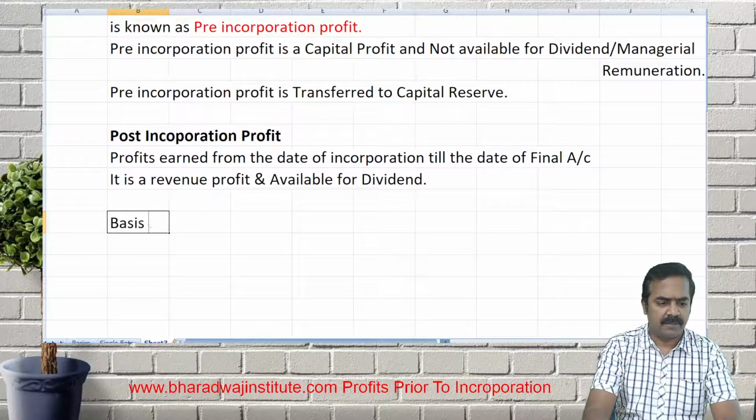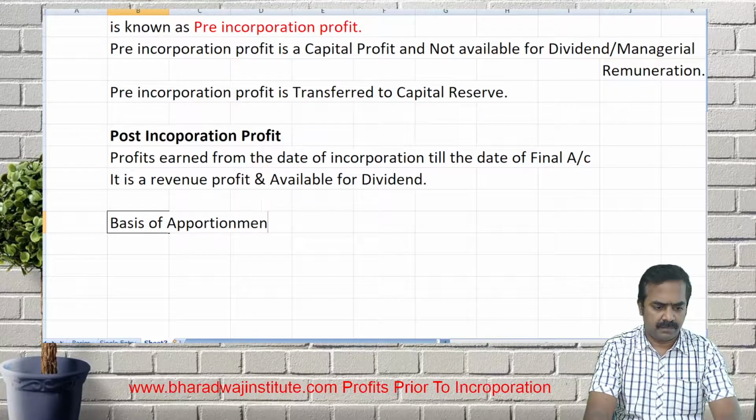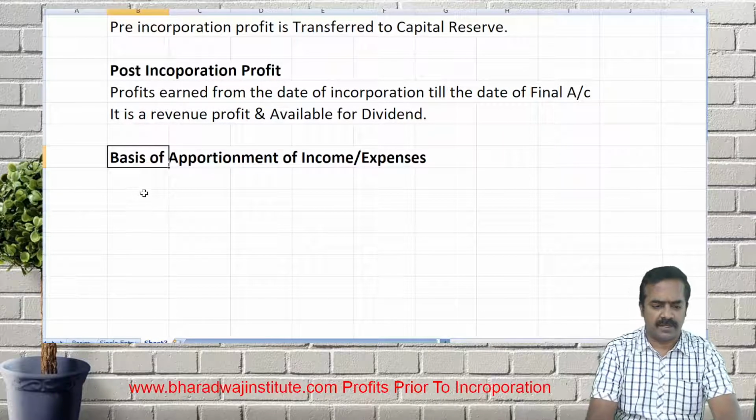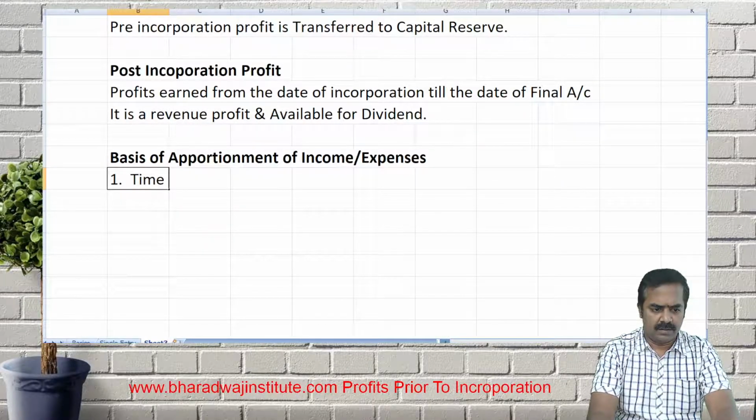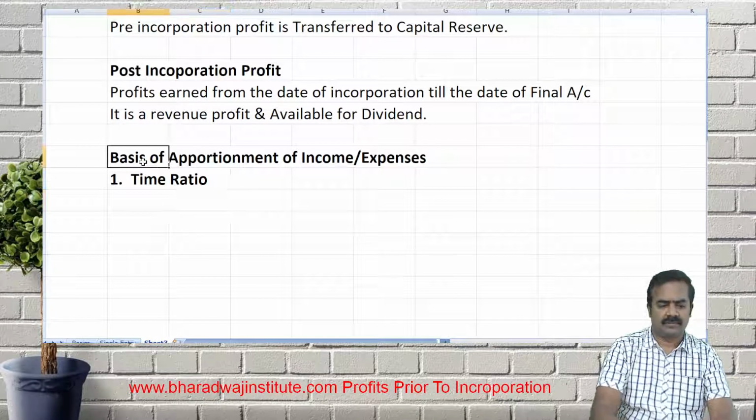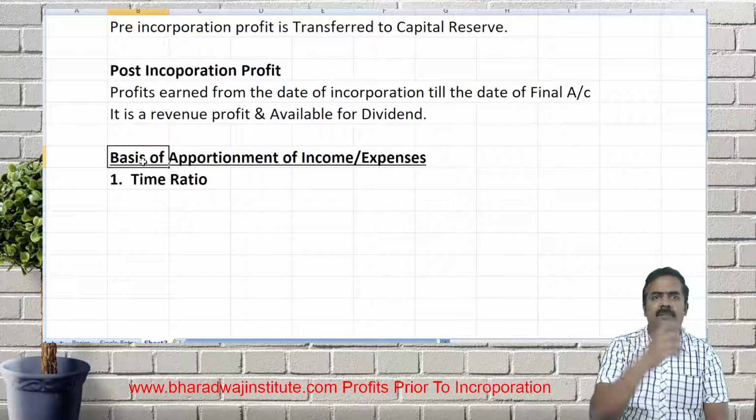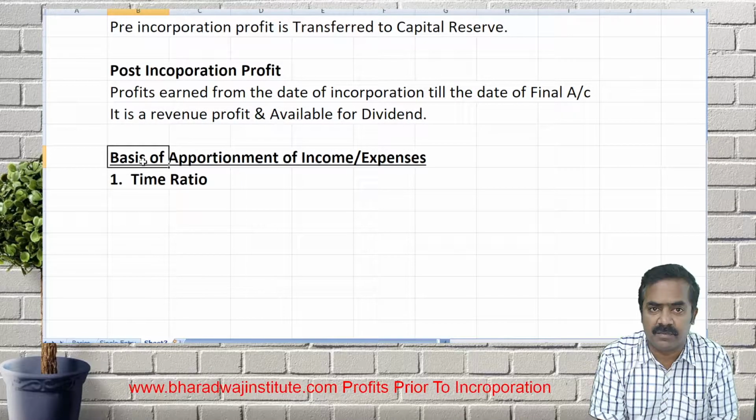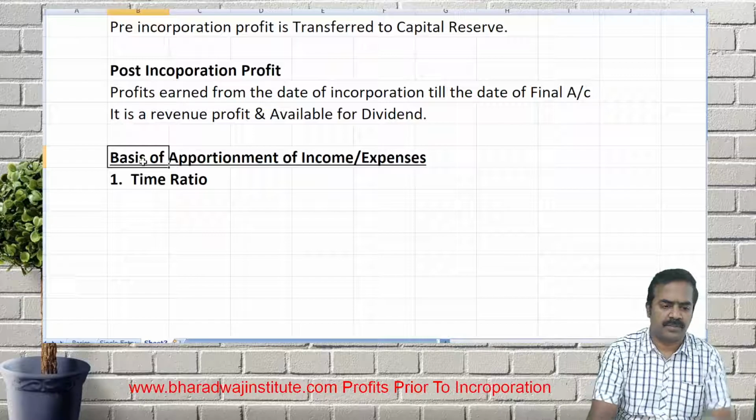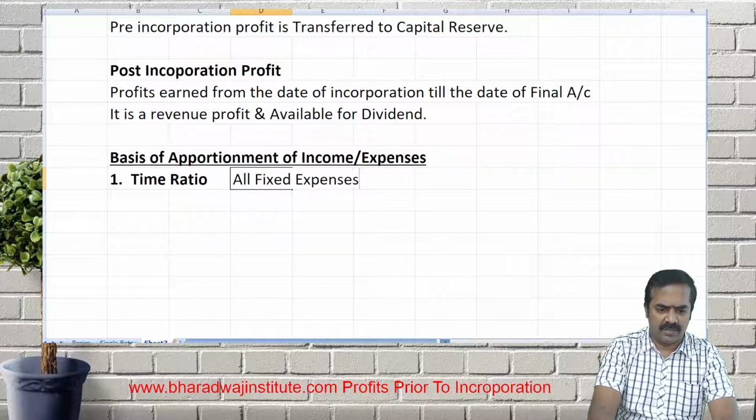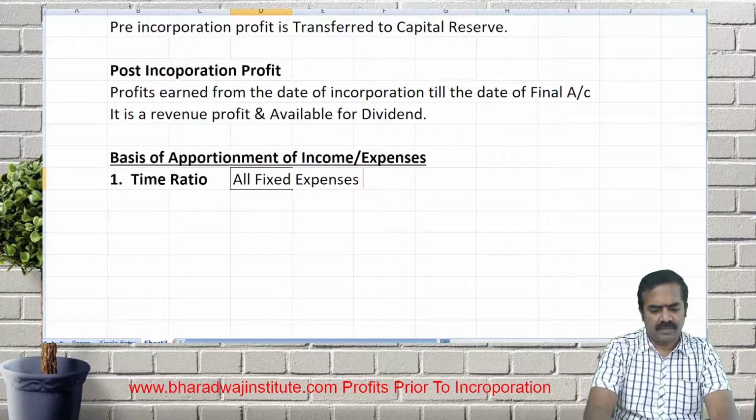Basis of apportionment of incomes and expenses: time ratio. What do you mean by time ratio? Pre-incorporation period, that time. Post-incorporation period, that time. 4 months, 8 months, 3 months, 9 months, 6 months, 6 months. Based on which one? Time ratio. All fixed incomes, all fixed expenses, and regular incomes.